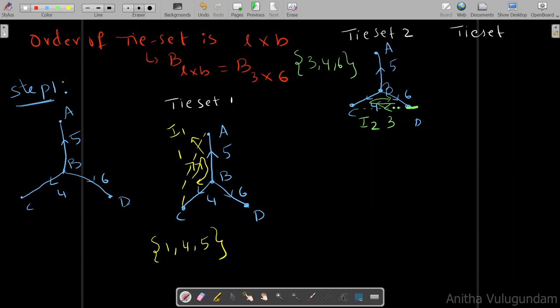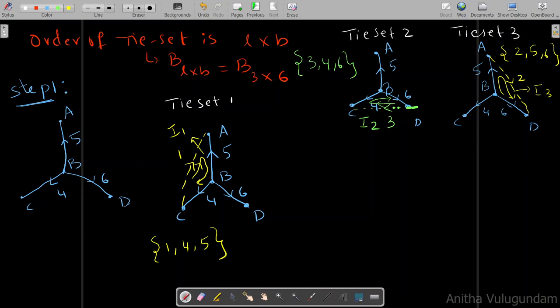Next, tie set 3. A, B, C, D. Tie set or F loop or fundamental loop is a loop which consists of only one link and one or more twigs. In this fundamental loop, you can see only one link and one or more twigs. And direction of loop current is in the direction of this link current. Let this be I3. The branches involved in this loop are 2, 5, 6.